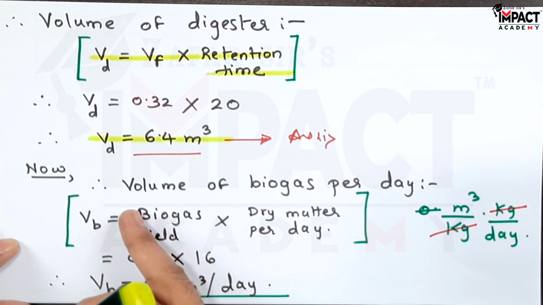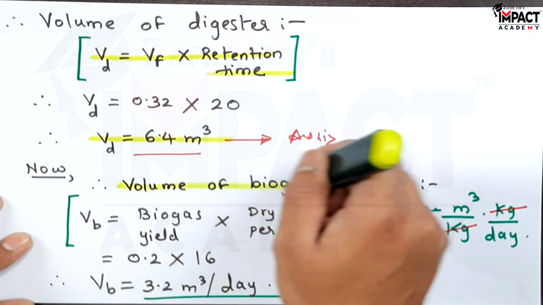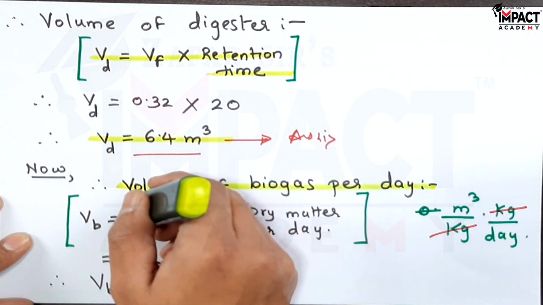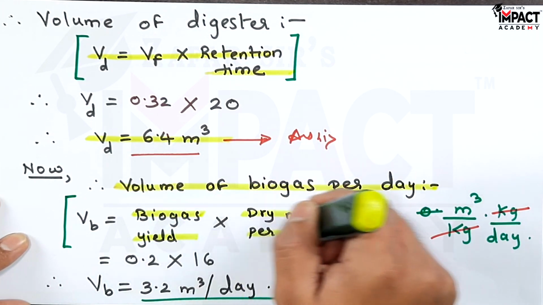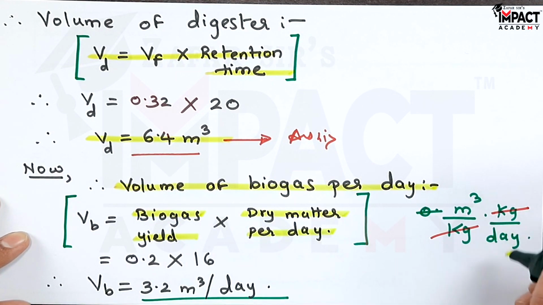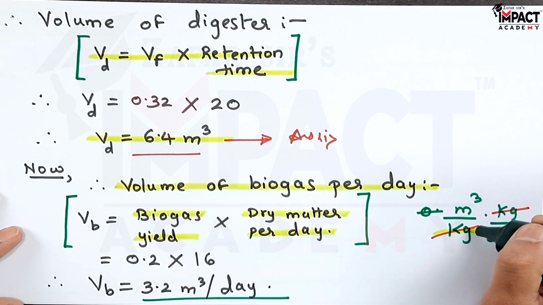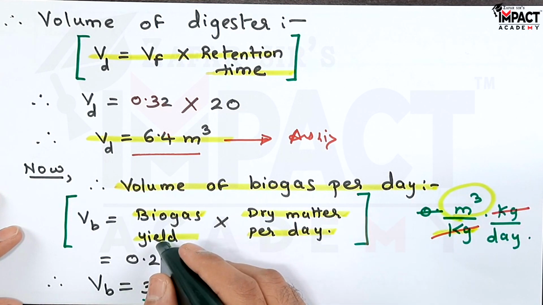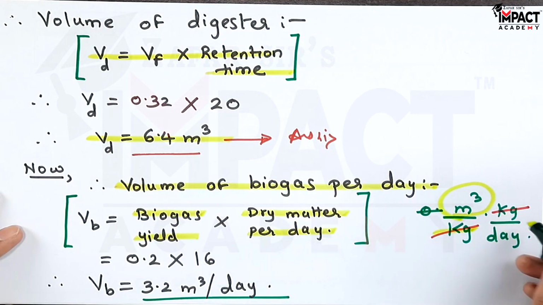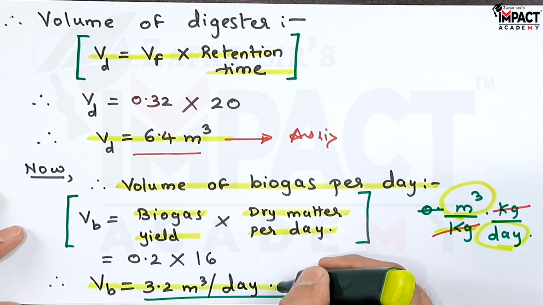Next, we have to find the power available, and for that the volume of biogas per day is required. The volume of biogas per day is given by the biogas yield, the unit of which is meter cube per kg, into the dry matter per day, which is in kg per day. As I have explained, the yield is how much biogas 1 kg of dry matter produces. The kg and kg get cancelled, so the unit is meter cube per day. So this is the volume of biogas which we are getting per day.